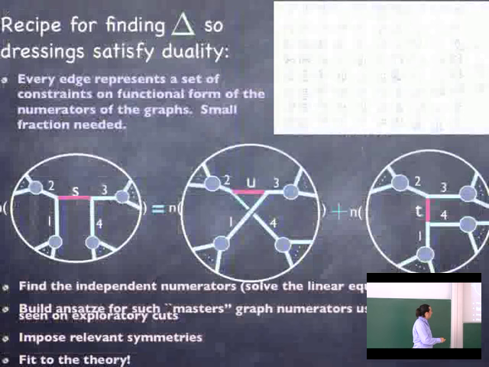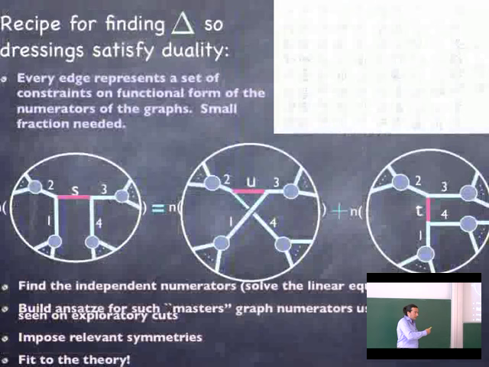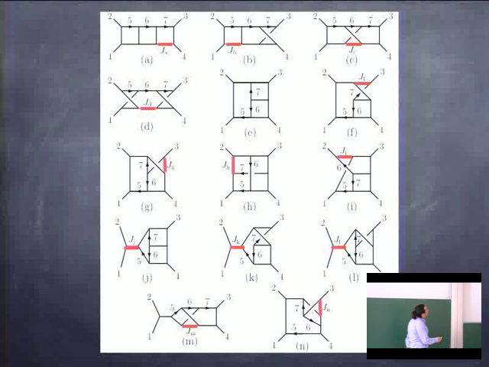Now, something I should mention is that you don't need all the Jacobi relations at all to flesh this out. In fact, you just need a very limited number of them, ones that relate the graphs to each other. Of course, you're going to impose all the Jacobi relations if you want something that satisfies all Jacobi relations, but in order to solve for the independent numerators, you don't need every Jacobi. In fact, at three loops, you only need these guys. And by these guys, I mean the ones marked in red. So the Jacobis on each of these edges.